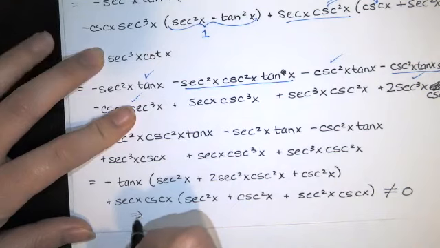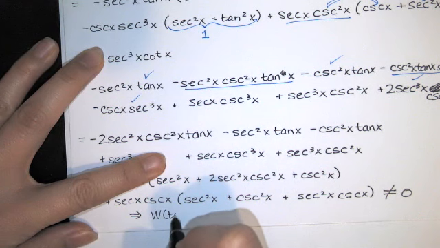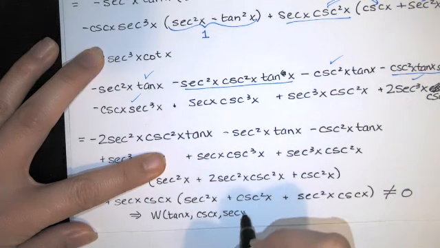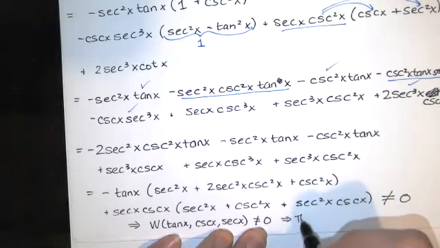So we'll say that the Wronskian of these three functions, which started as tangent, cosecant, and secant, that Wronskian is non-zero, so the functions are linearly independent.